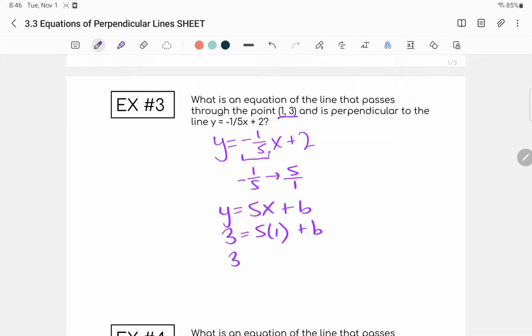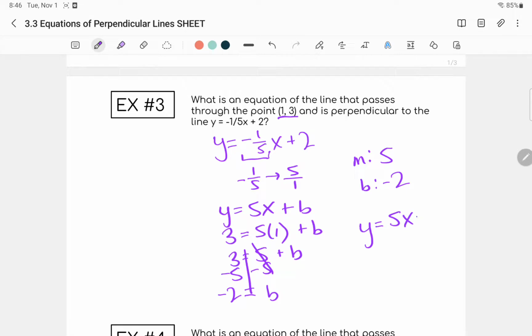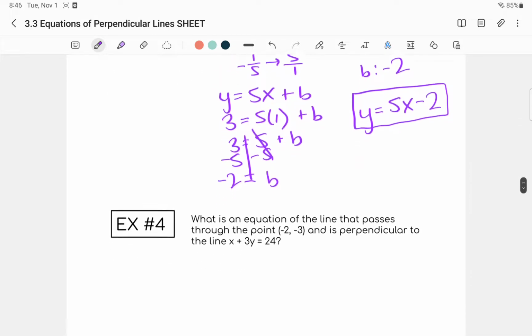So 5 times 1 is 5. And then when I subtract 5 from both sides, 3 minus 5 is negative 2. So my slope is 5. My y-intercept is negative 2. So my full equation is y equals 5x minus 2. And I am done.